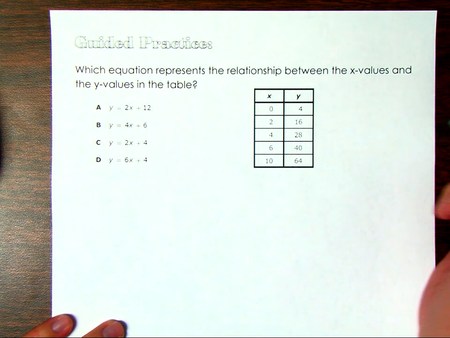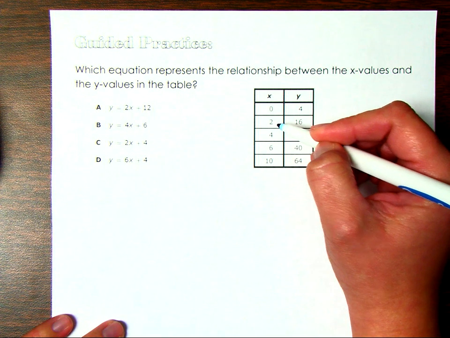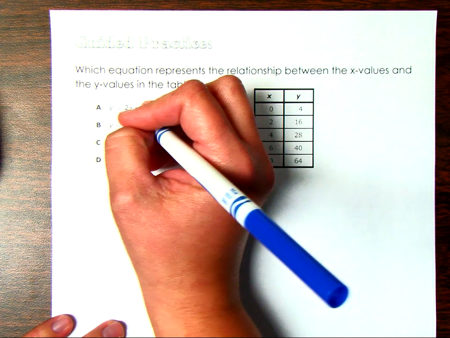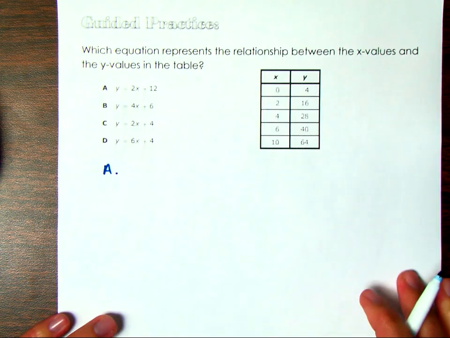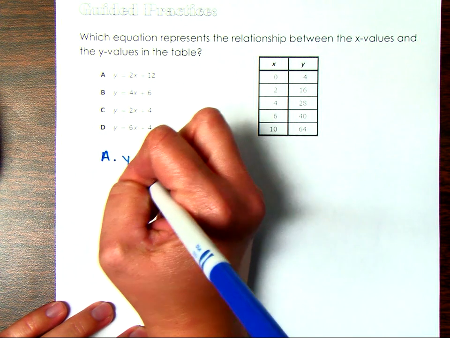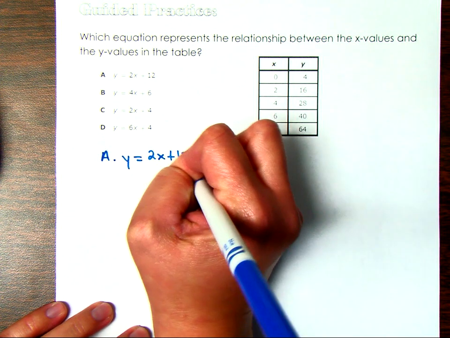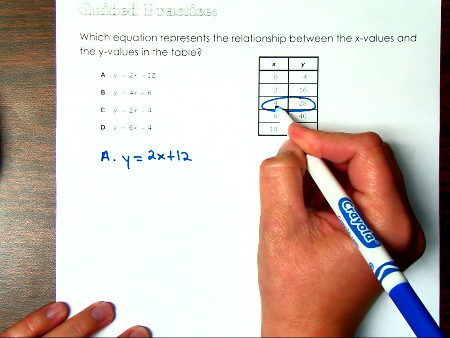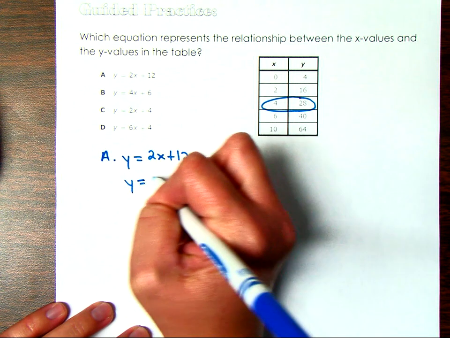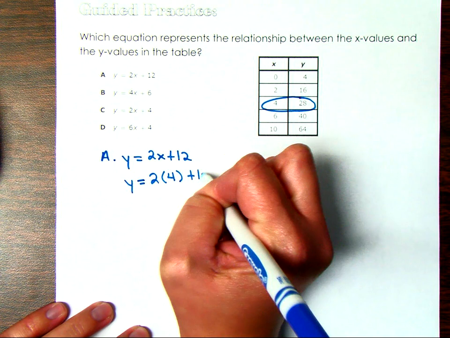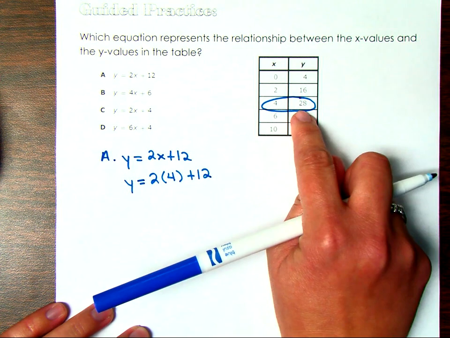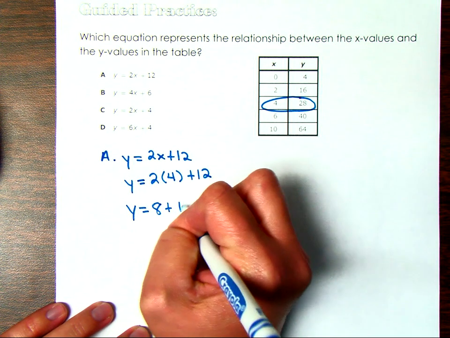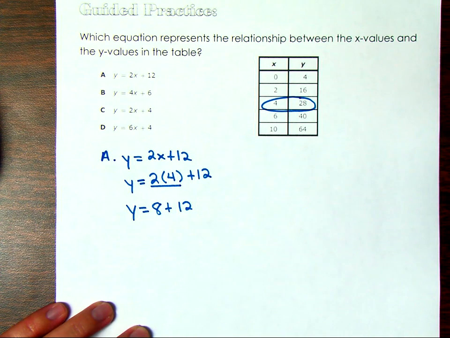So if we start with any value, you can start with x is 0, x is 2, x is 4, x is 6, or x is 10. It doesn't really matter. So let's look at letter A. We're just going to substitute these values in and see what we get. So y equals 2x plus 12. I'm just going to do this one, okay? I'm going to substitute 4 for x. So y equals 2 groups of 4 plus 12. Then we're going to follow order of operations and see if this gives me the correct answer. So y equals 2 times 4 is 8. Remember, we're going to multiply before we add or subtract.